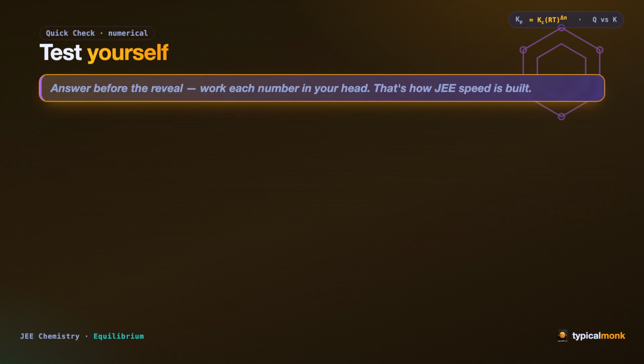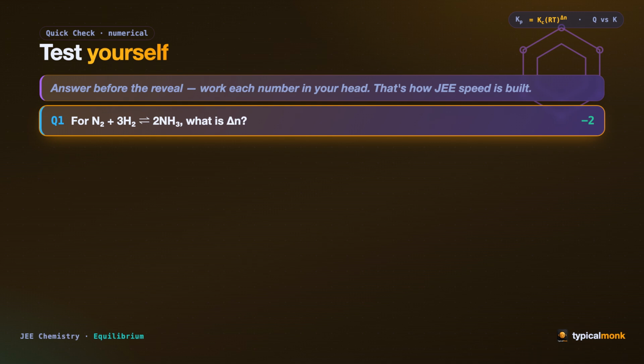Now, it is time to test yourself. And today, everything is numbers. The rule is this. I ask, and you answer in your head before the reveal. Question 1. Nitrogen plus 3 hydrogen gives 2 ammonia. What is delta N here? Gas moles of products are 2. Gas moles of reactants are 4. 2 minus 4 equals minus 2.